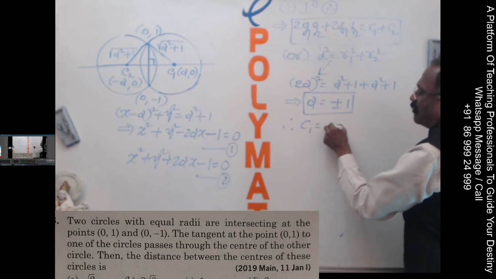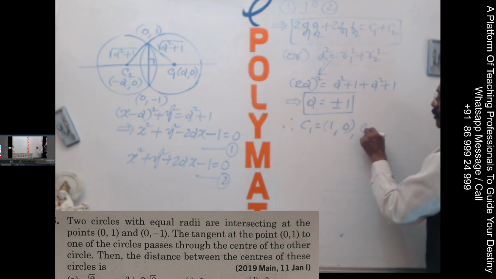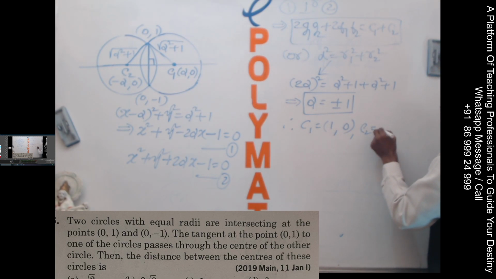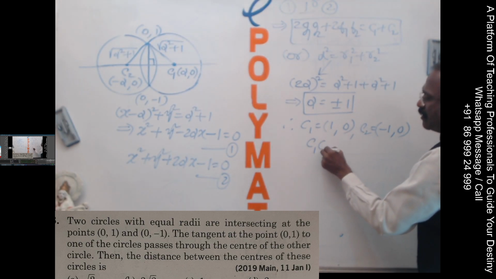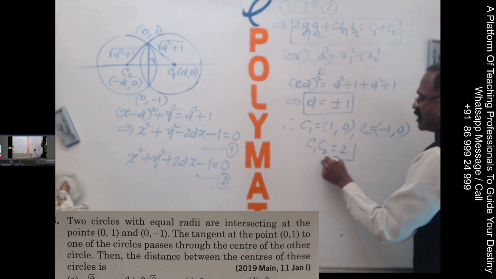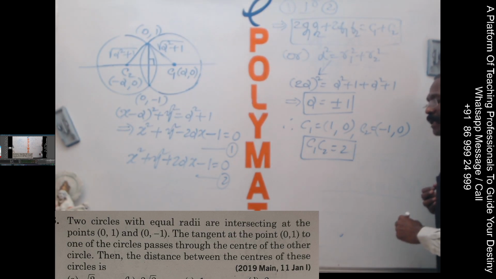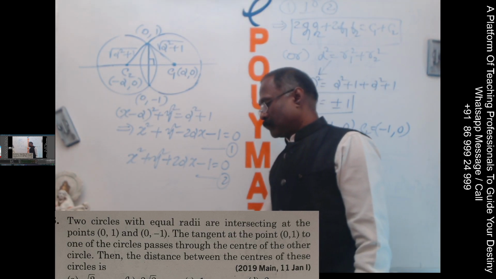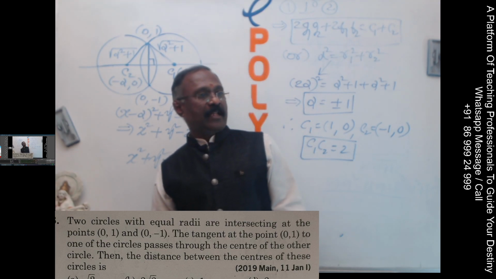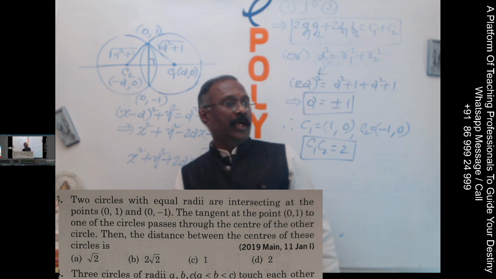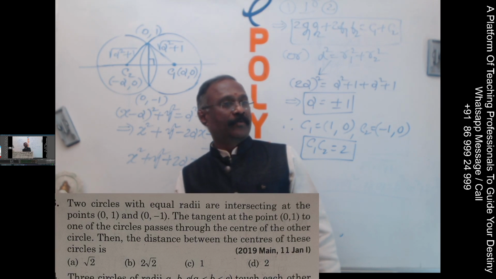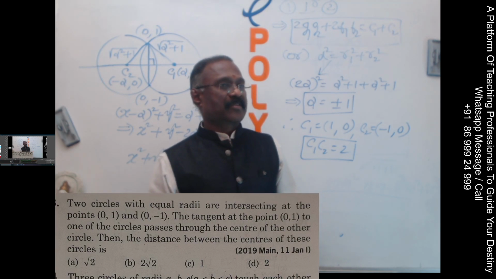Therefore, C1 is equal to 1 comma 0. C2 is equal to minus 1 comma 0. Therefore, the distance between C1 and C2 is nothing but 2. Let us check. It is option D. Just check it out.